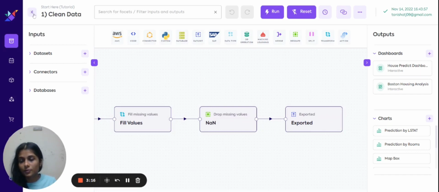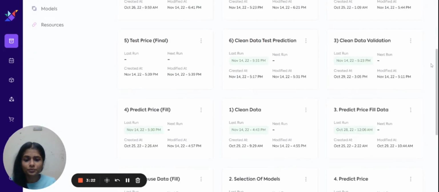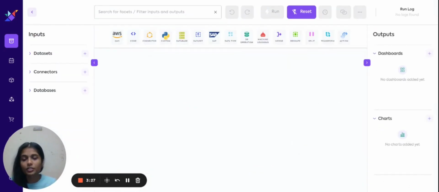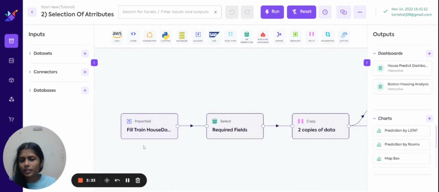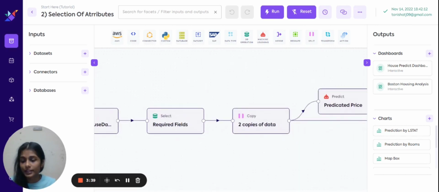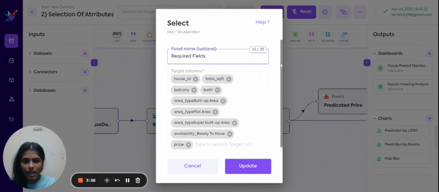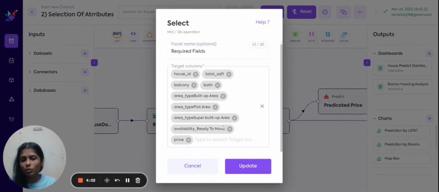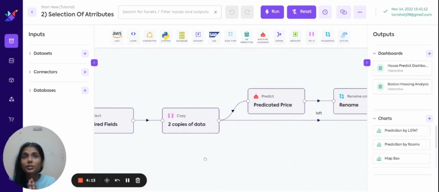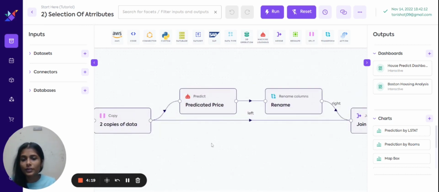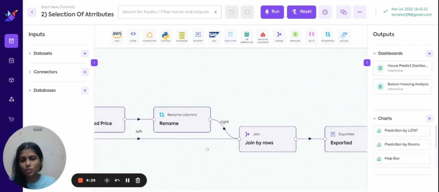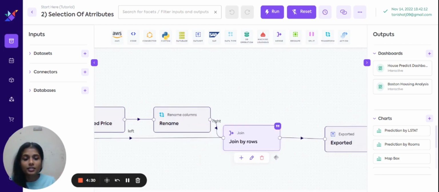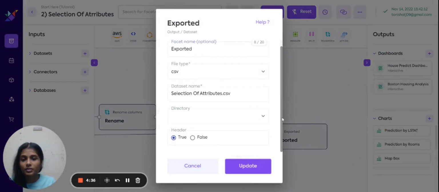So that's what the first flow had, and then we went on with the second flow, which is selection of attributes. We imported the clean data set, and then chose the required fields based on the coefficient of correlation that came out of the Excel analysis that we ran. The fields are house ID, total square feet, balcony, bath, and there was some code that I had done initially which helped encode the built-up area and plot area. We chose that as well, so that the user-defined value data is not wasted. Then we made two copies of it, and we used one of them to predict the price, and the rest to join and finally have a very good data set. This we finally exported after merging, named as selection of attributes.